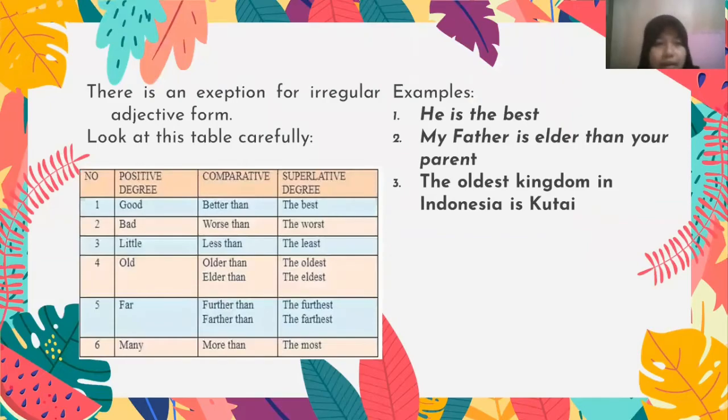Next. There is an exception for irregular adjective forms. Look at this table carefully. Example, he is the best. My father is elder than your parents. The oldest kingdom in Indonesia is Kutai.